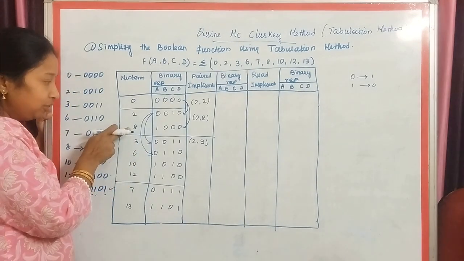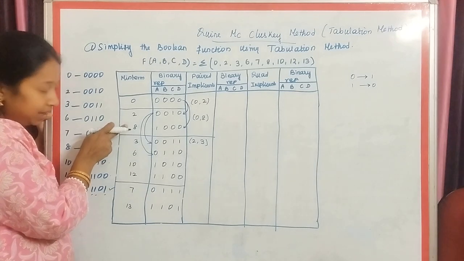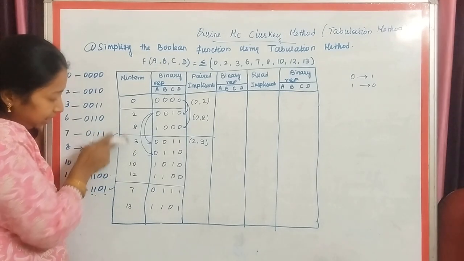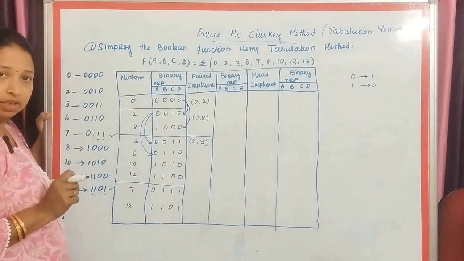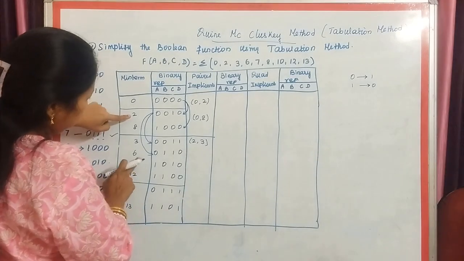After doing this, again you have to compare the other element, which is 8, with 3, 8 with 6, 8 with 10 and 8 with 12. Clear? Now, let's check for 2 and 6.